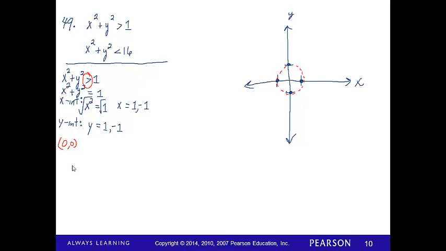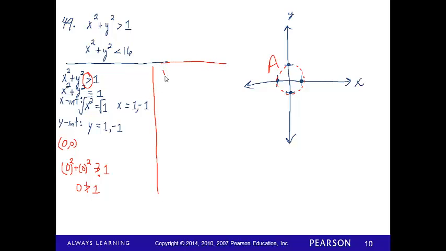Plug it in. So you have 0 squared plus 0 squared. Is that greater than or equal to 1? Get a 0 on the left side, a 1 on the right side. 0 is not greater or equal to 1, which means we would shade region A, which is on the outside of the circle.